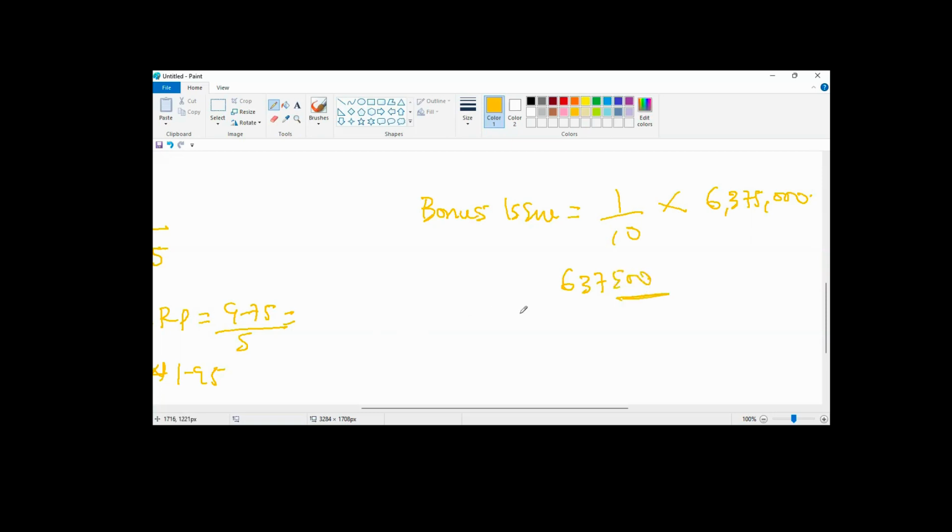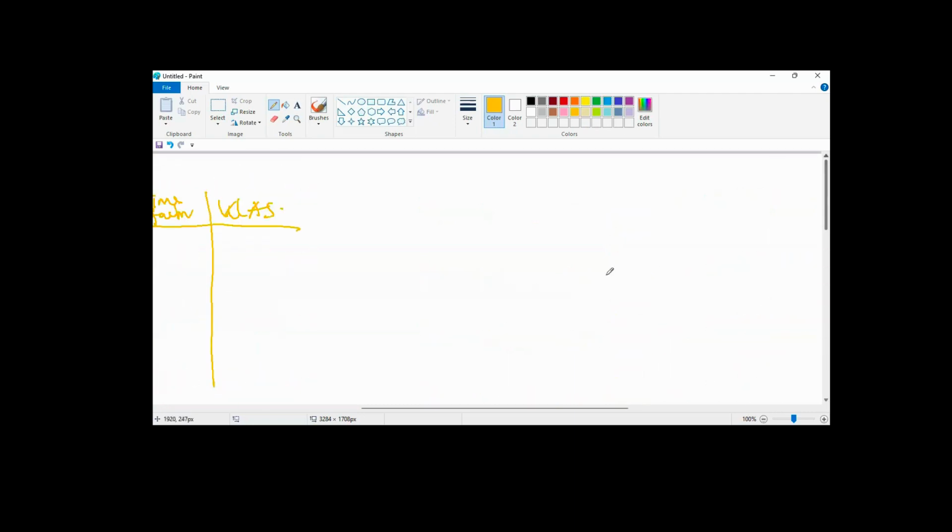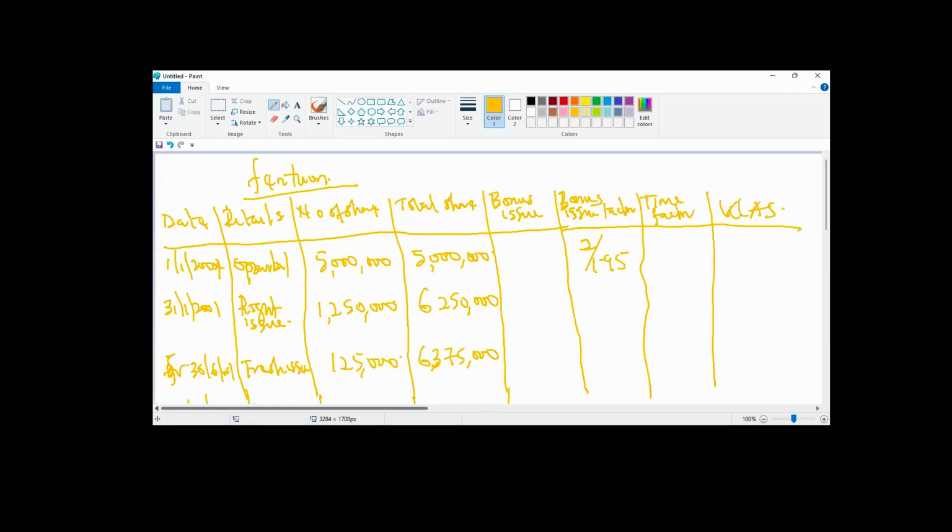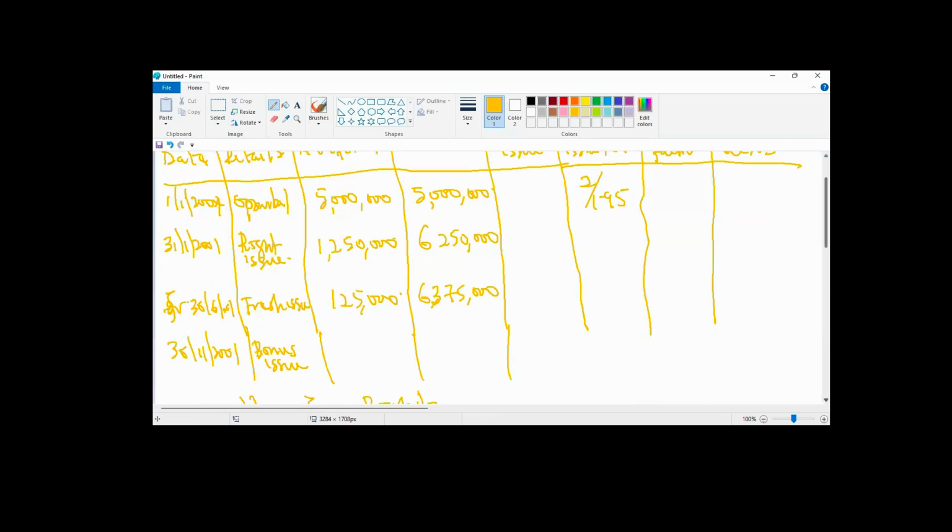Number of shares for the bonus. Then the bonus issue factor: I have 10, you are giving me one, make it 11. 11/10. It must be given to who? Existing shareholders. I'll go to the table. 6,375,000 plus 637,500. What does it give us? 7,012,500.